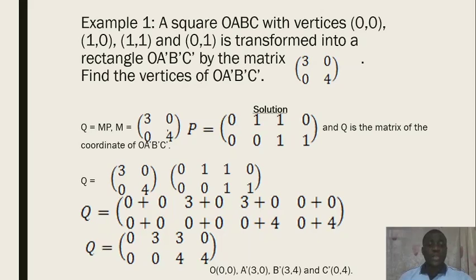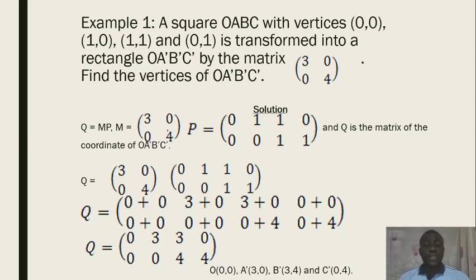Then the next one: 3 times 1 is 3, plus 0 times 0 will give you 0. Then the next one is 3 times 1 is 3, and 0 times 1 will still give you 0. Then the last one is 3 times 0 is 0, and 0 times 1 is 0. So now I'm done with the first row. I'm going to the second row now.